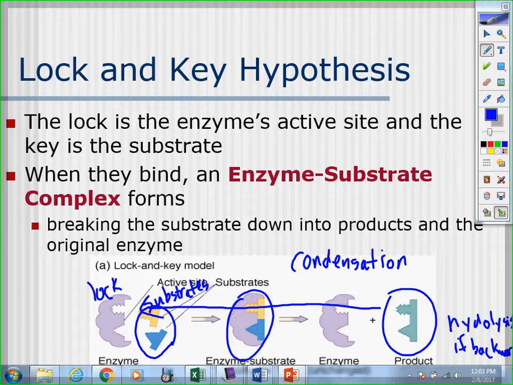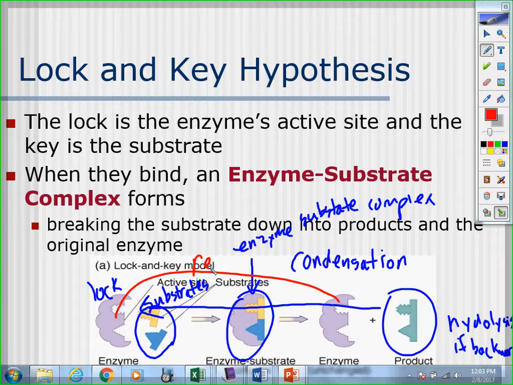If backwards, sorry. So when they combine, an enzyme substrate complex forms. This is the enzyme substrate. Pretty easy, right? I don't think you see anything too hard. Breaking the substrate down into the products and leaving the original enzyme. Hence, these are reusable. Easy.